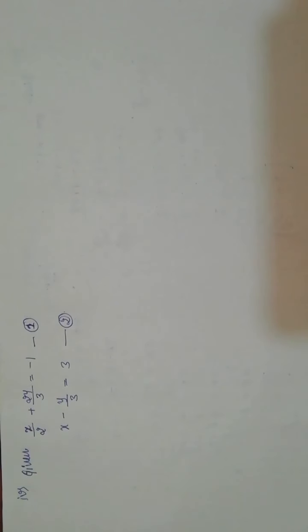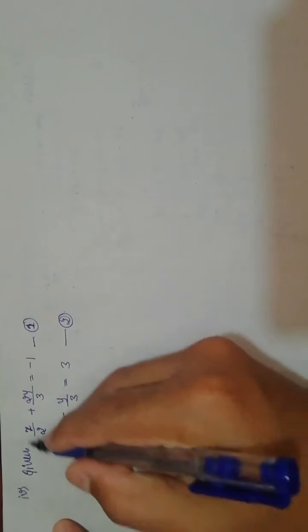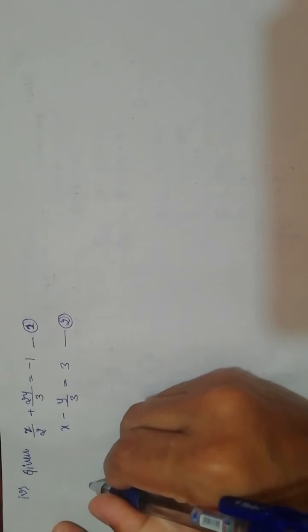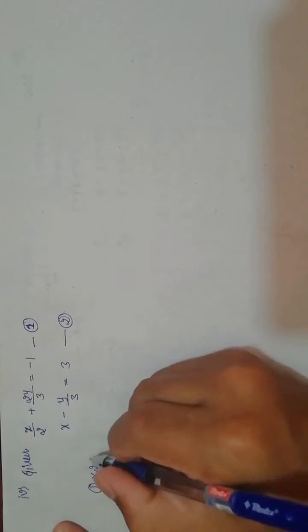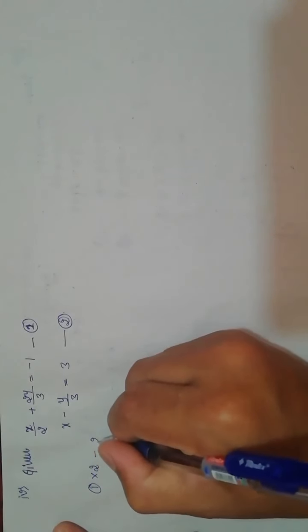So now I'm going to eliminate variable x. But if you want to eliminate y, you can do that one. So now look here. To eliminate the variable x, equation 1 is multiplied by 2. Then you need to subtract equation number 2.